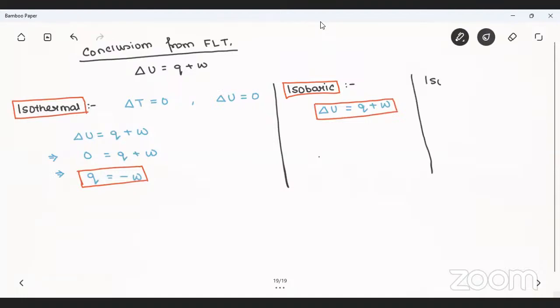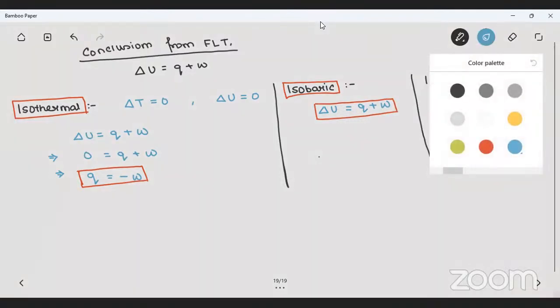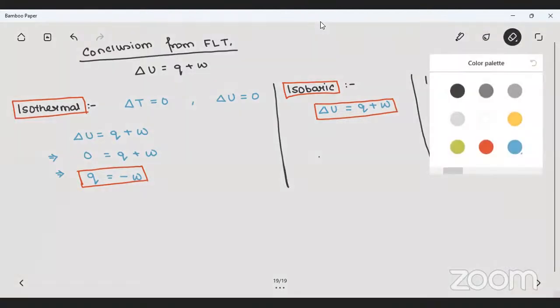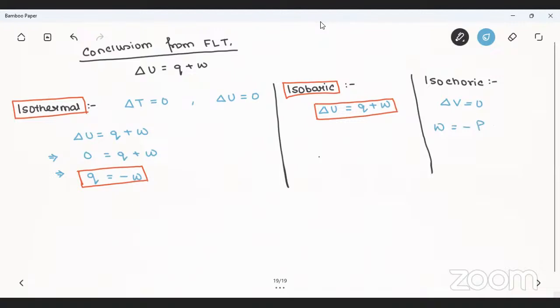Next comes isochoric process. In isochoric process, what happens? Delta V is equal to 0. Volume remains constant, so delta V remains 0. So what is the definition for work? Ma'am, minus P delta V. Now, instead of writing minus P delta V, I can write this as minus P external delta V.